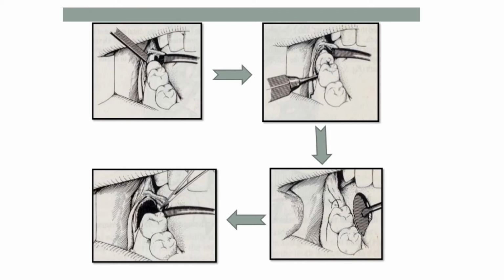Once distolingual bone is removed, it exposes the impacted crown of the tooth. Then the third molar is elevated from the mesial aspect and sutures are placed.